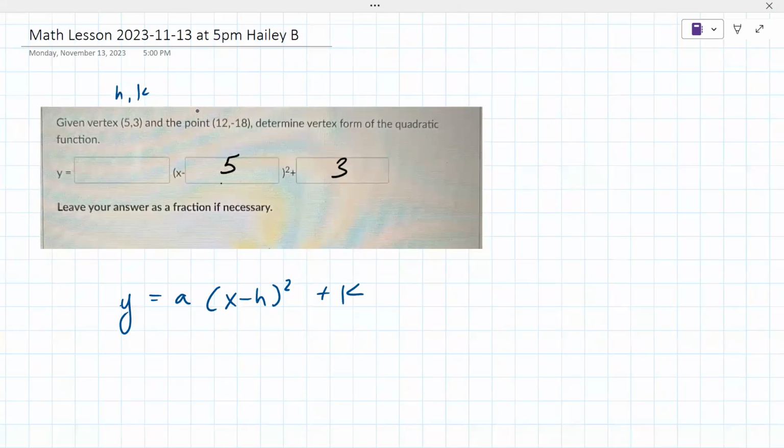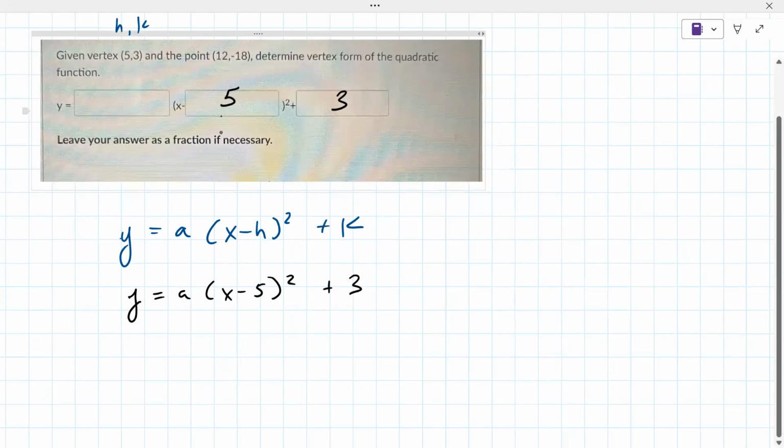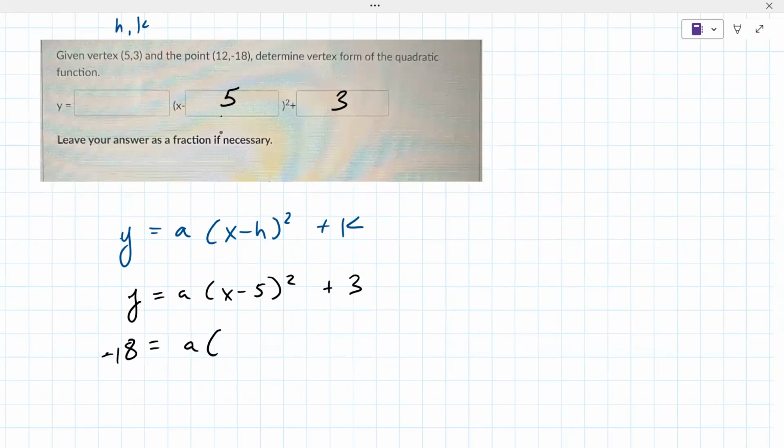It's a little bit odd with the boxes, but right now you have y = a(x - 5)^2 + 3. Do you remember how we found a in previous problems? Put the point in, or fill in x and y, and then solve for a. Yeah, so they give you a point here. -18 is y, x is 12. Will you attempt to solve for a for us, please? And they're kind of giving you a hint, probably a fraction.